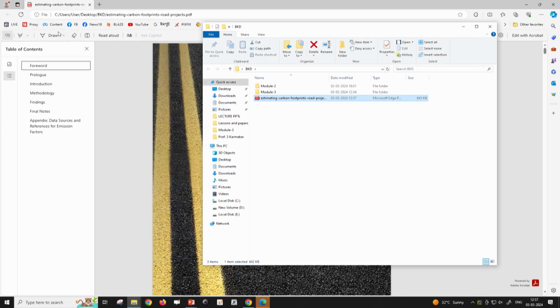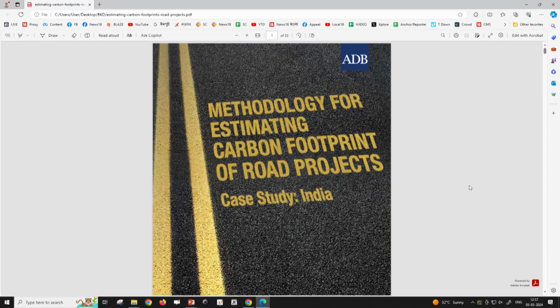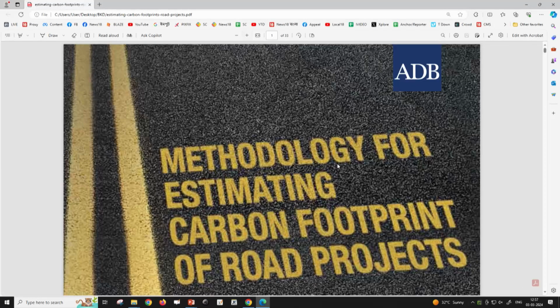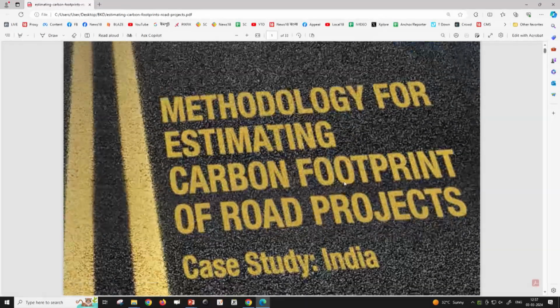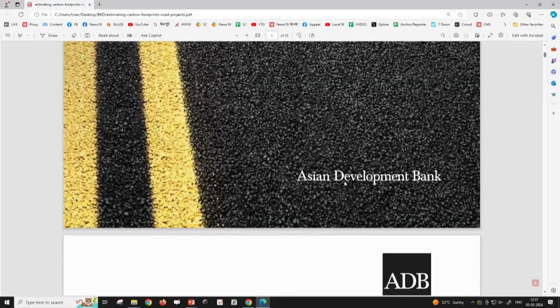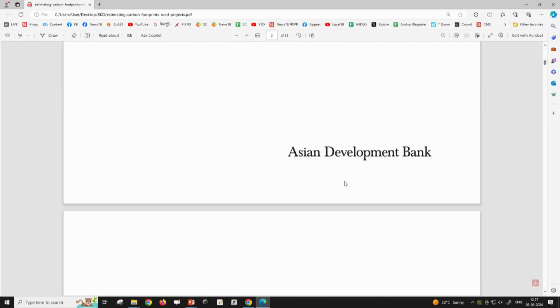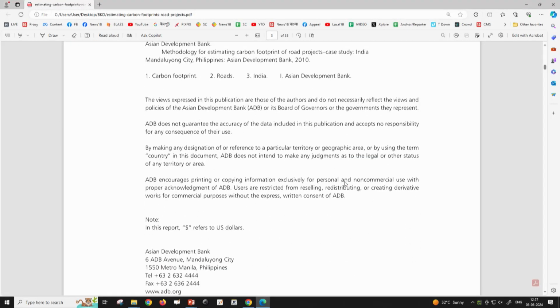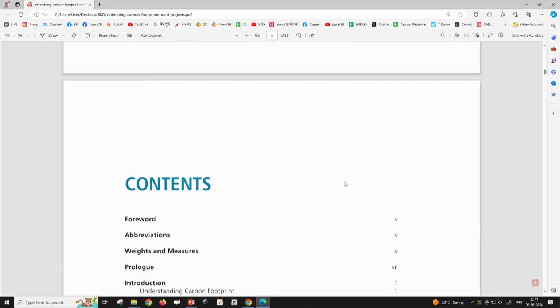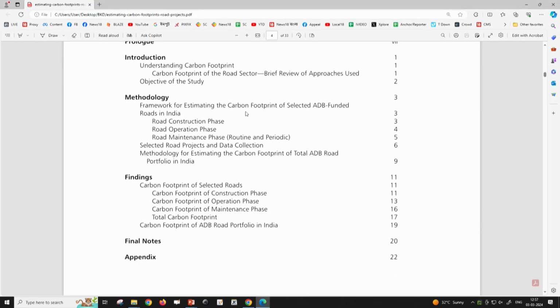As you can see over here, this is the document we have: the methodology for estimating carbon footprints for road projects, a case study for India. This was done by the Asian Development Bank. Most of the material you saw in this video actually came from this document, which talks about understanding the carbon footprint of the road sector, the methodology, and estimating the carbon footprint for selected ADB-funded roads in India. So road construction phase, operation phase, maintenance phase, and how to estimate the carbon footprint of the total ADB road portfolio.